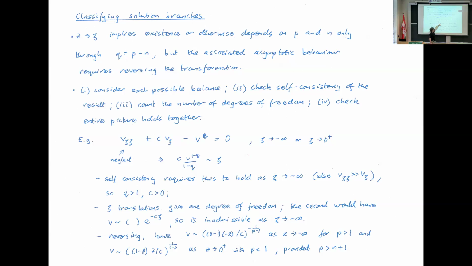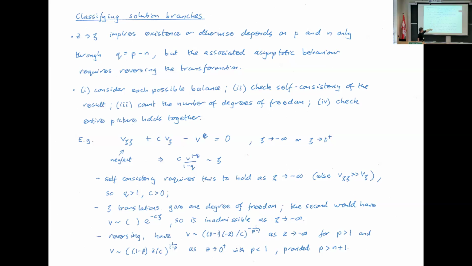So zeta is going to infinity, and this is autonomous in zeta, so you can add on any constant which would correspond to a translation of zeta. So that's certainly one degree of freedom. The other possible degree of freedom, if you linearize about that behavior, essentially balances the first and second term, so it would be of this type.